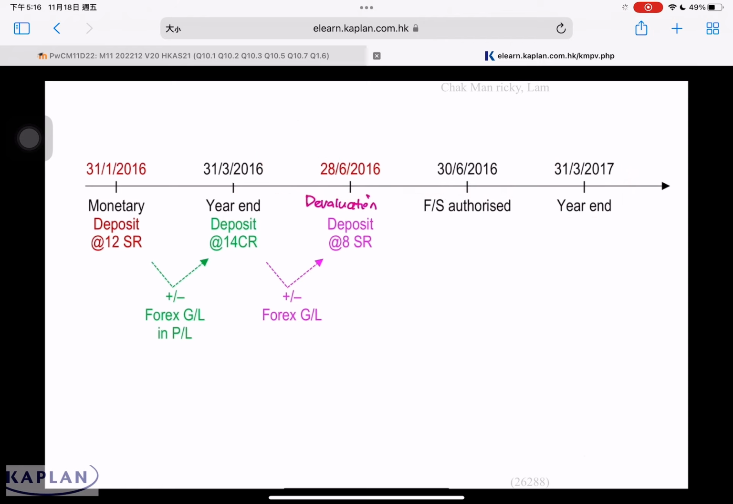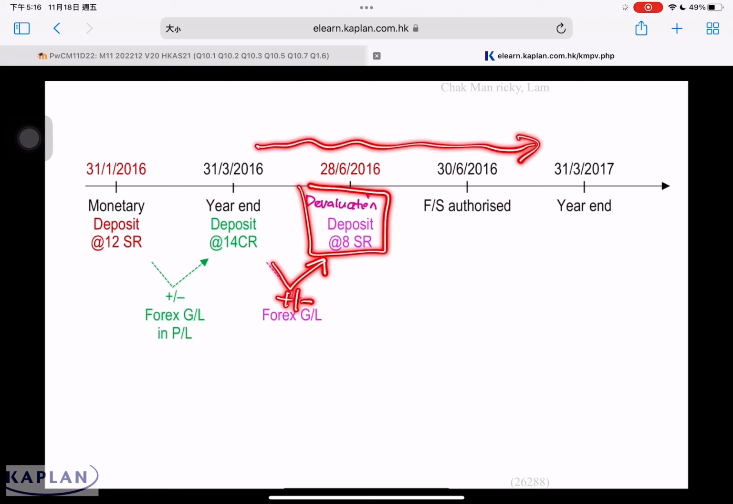For 5 marks, first you must tell the marker that the initial deposit will be recorded at the spot rate. Because this is a monetary item, at the year end it must be remeasured using the closing rate. Any plus or minus is recognized in P&L because it is an exchange difference on a monetary item. The devaluation of currency after the year end but before the financial statement is authorized for issue will result in differences, but this is a condition arising after the year end, a non-adjusting event. This will only affect the 2017 financial statement.